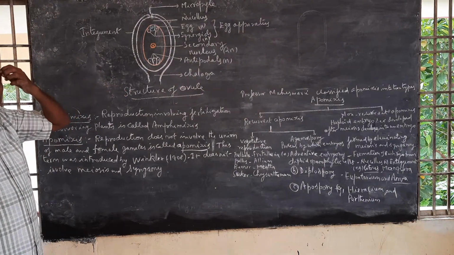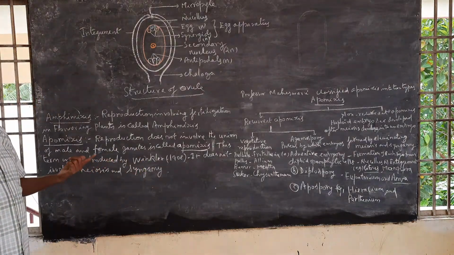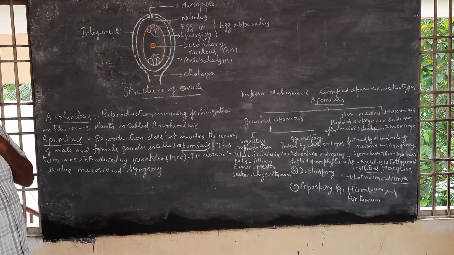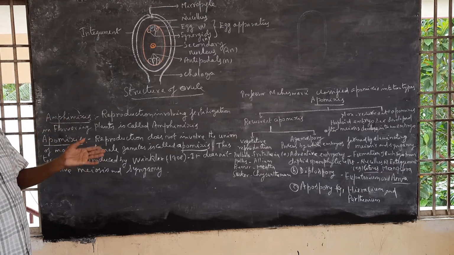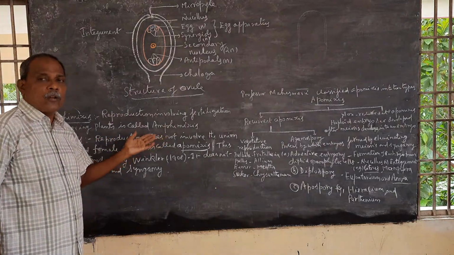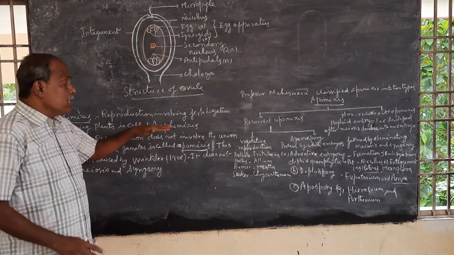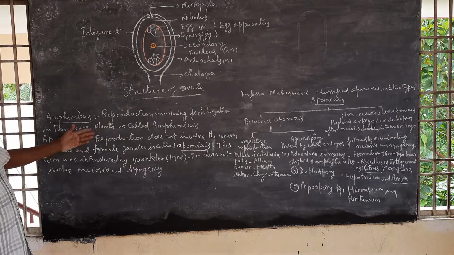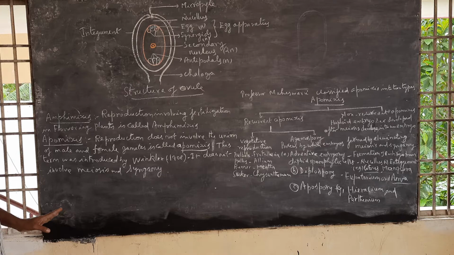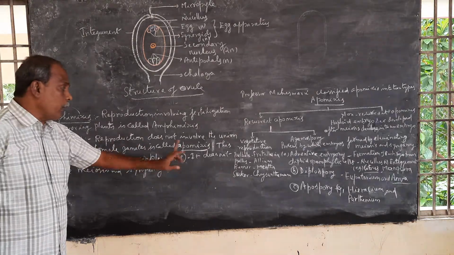Normally, what happens after fertilization? After fertilization, the ovule develops into a seed. The fertilized ovule is called a seed. Fusion between the male and female gametes, which I told you in the last class, is called amphimixis. Normally this is sexual reproduction. But when reproduction does not involve the union of male and female gametes, it is called apomixis.